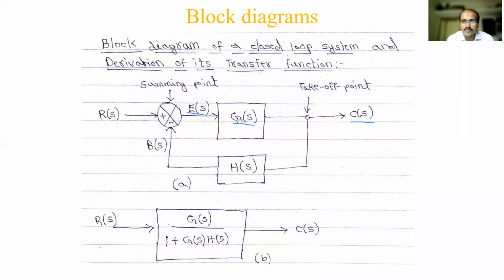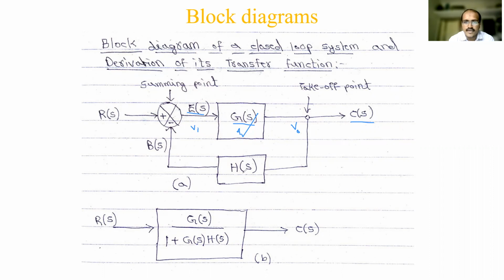For example, voltage gain means output voltage by input voltage, right? Previously in analog circuits you have learned that AV is the voltage gain. Here the output is V0, in a MOSFET it may be VD, but for simplicity I will say V0 and the input is Vi. Its voltage gain is output by input, V0 by Vi. If you want to write the output V0, you write AV into Vi. The same way here, C of S is nothing but G of S into E of S.